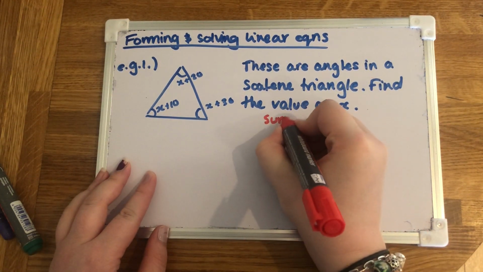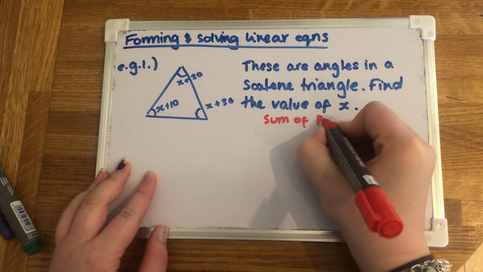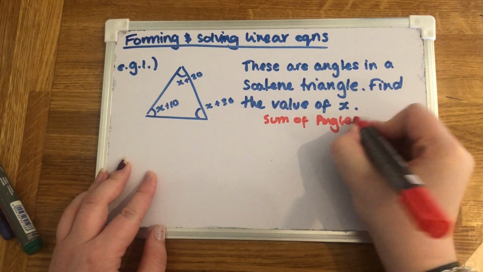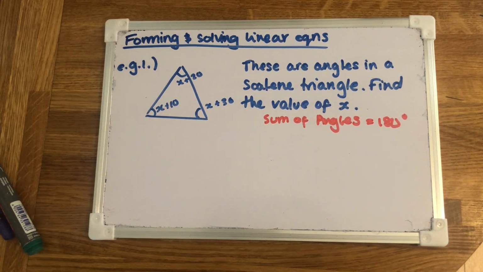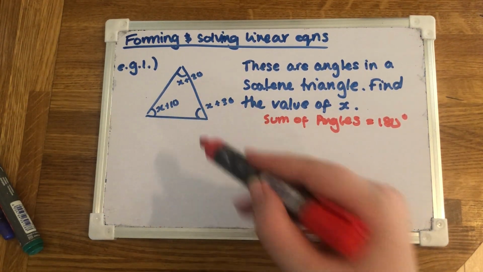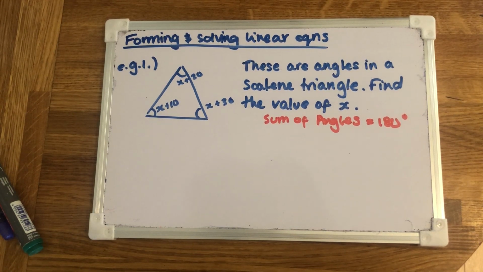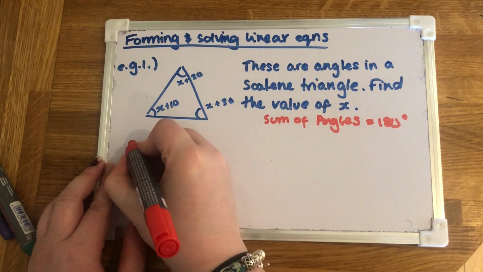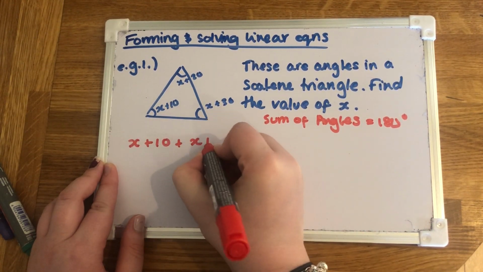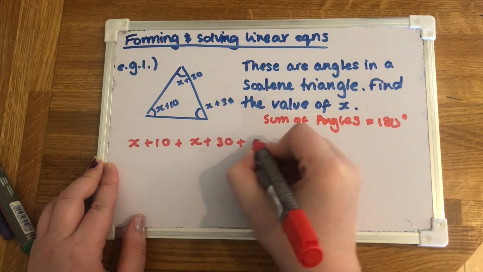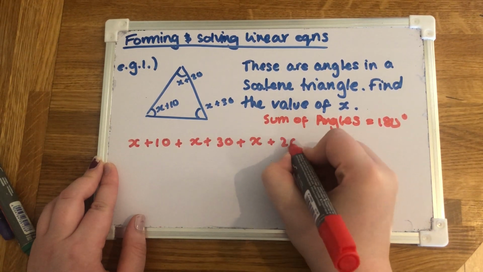So sum of angles is 180 degrees. Okay, and what that means is if we add up these three expressions, we can then make them equal to 180 and then be able to solve it. So first thing I'm going to do, I'm just going to add them all together. And then make it equal to 180.